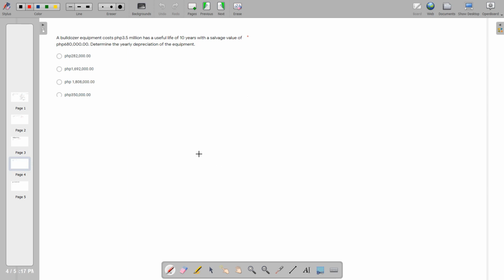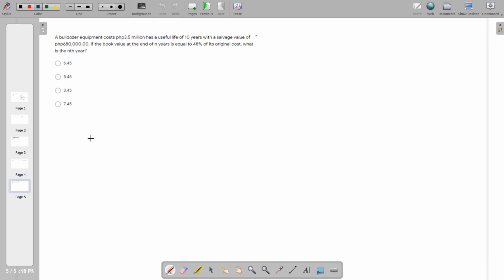So, a bulldozer equipment costs 3.5 million pesos, has a useful life of 10 years, with a salvage value of 680,000 pesos. Determine the yearly depreciation of the equipment. So, simple lang. D is equal to 3.5 million minus 0.68 all over 10. So, that will be equal to 0.282 million pesos, or this will equate to 282,000 pesos. Ayan.